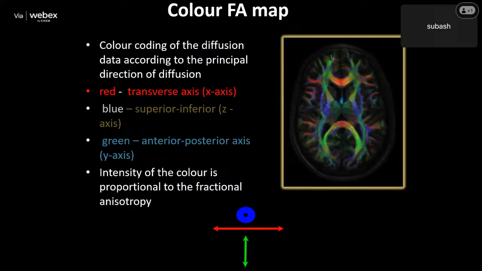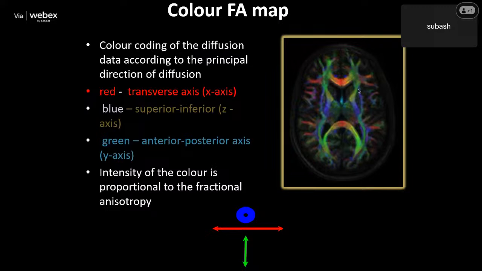Now, after you generate these FA maps, you can color code them. And these colors are not for beautification. The colors tell you the direction of the diffusion. If you see fibers which are in red, that means diffusion is happening from left to right. The water diffusion is taking place from left to right or right to left, either way. If you have blue fibers, that means you are looking at the anterior to posterior axis. Sorry, superior to inferior, that means it is from head to toe. I'm sorry, this is from front to back. Blue will be front to back, and then green is from head to toe. So looking at the colors, you can tell the directionality of these diffusion processes.